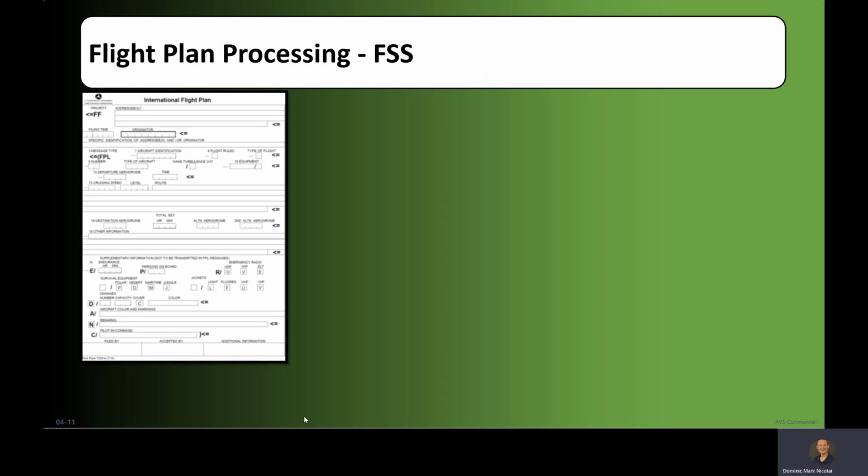So let's take a peek at processing this flight plan. As we said, there are multiple ways to get this information into the system. The first is by telephone. I am starting to ask a new question on my stage checks: how do you call flight service on the telephone? What's the phone number? And I am starting to get students that don't know the 1-800-WX-BRIEF phone number.